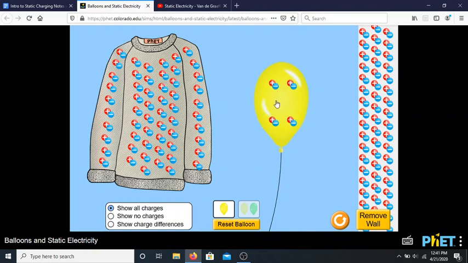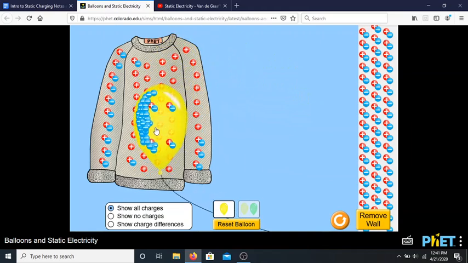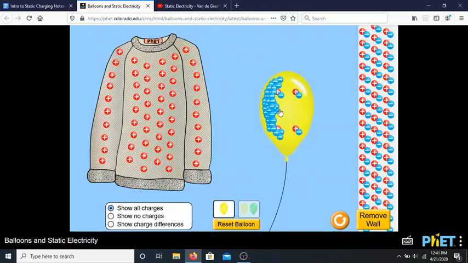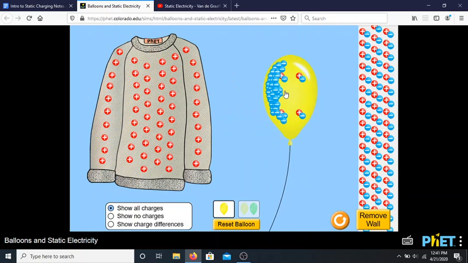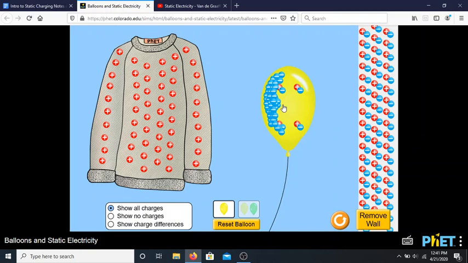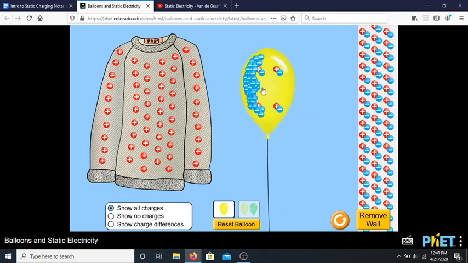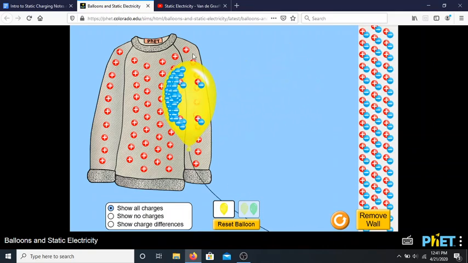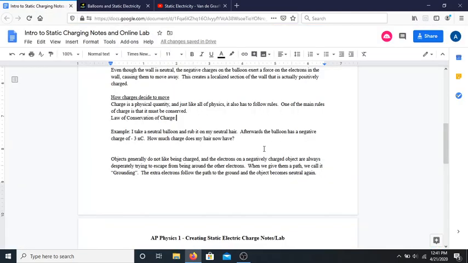Now, when I rub these two things together and I make a negatively charged balloon and a positively charged sweater, even though now these two things technically have charge, the law of conservation of charge specifically says that if I drew a big circle around these two things, the total charge is still going to add up to equal 0. Okay?